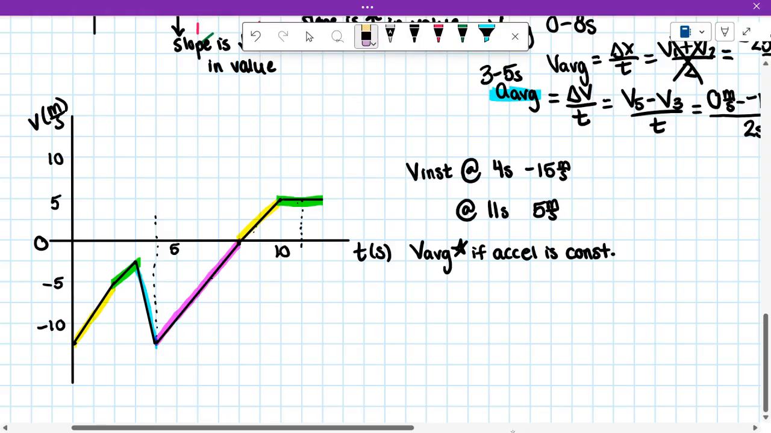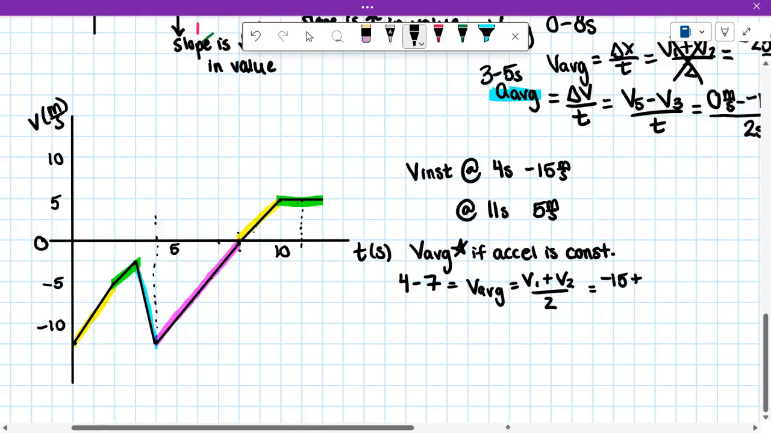So instead, we'd want to find the average velocity between, say, 4 and 7 seconds, right? We don't need to go all the way to the end of the interval. We can go 4 to 7 seconds. Okay? So to find the average velocity, I'm going to do first velocity plus second over 2. I'm finding the actual average. So my velocity at 4 seconds is negative 15.